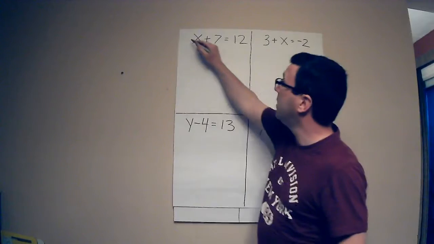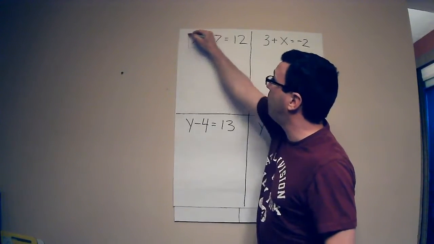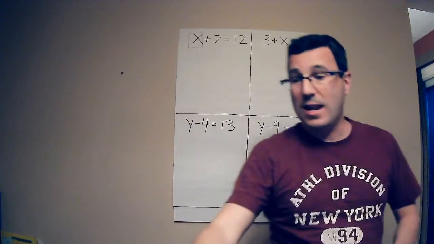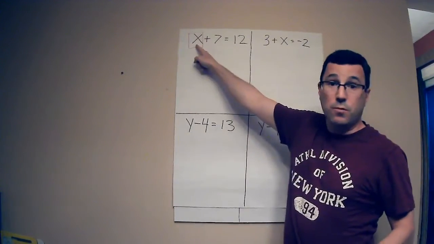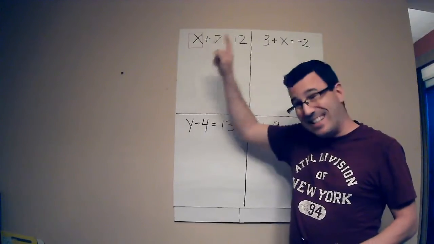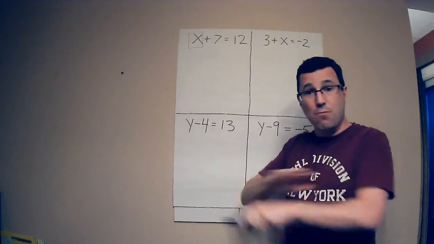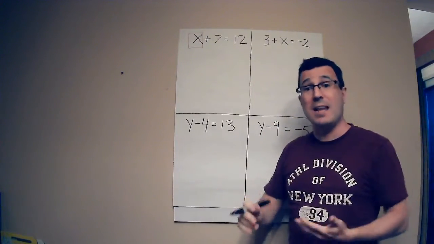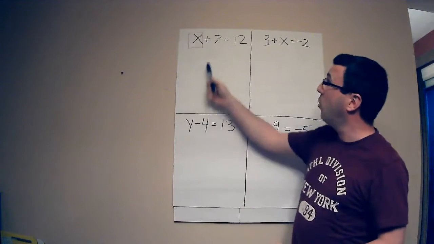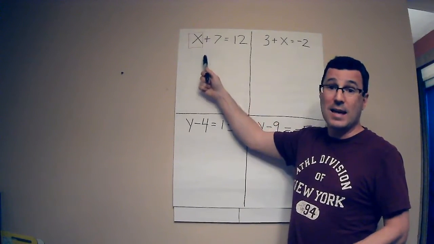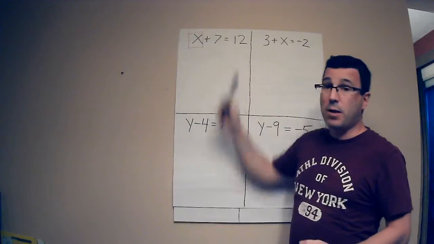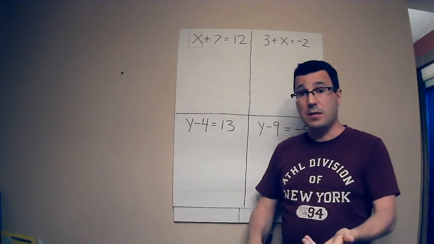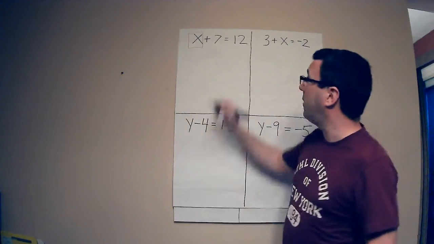in class is I put a box around the thing that I want to have by itself eventually. And when I do that, I'm saying that doesn't move. This is on the left-hand side, that's staying on the left-hand side. I'm not going to move that at all, it's staying there. So then I deal with anything that's not boxed up. The only thing that's on the left-hand side with that x that's not boxed up is this plus 7. So I say, well, what is the opposite of plus 7? It's minus 7.